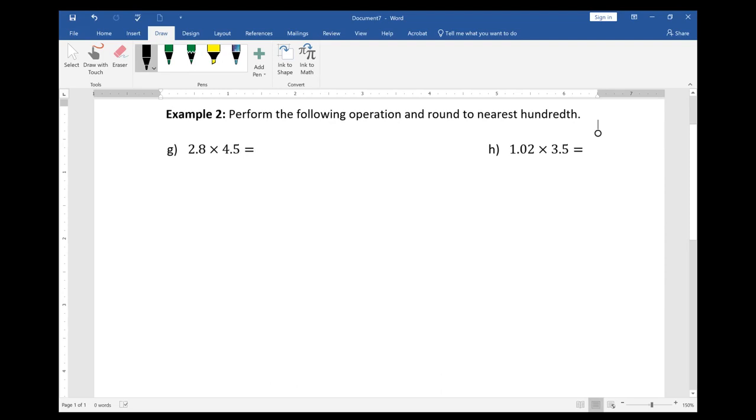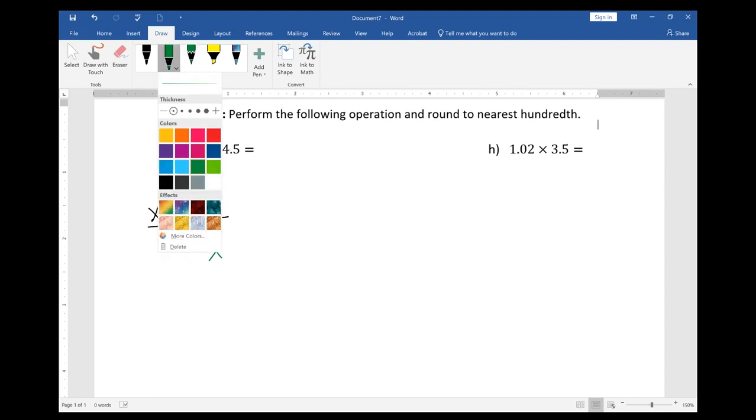Example G, 2.8 times 4.5. So let's go ahead and multiply these numbers together. So we have 2.8 times 4.5. I will go ahead and multiply them the way I would normally. And then after that, we will have to account for the decimal. So let's begin with the number 5. So we have 5 times 8, which will give you 40. So 0, carry the 4. 5 times 2, which will give you 10. 10 plus 4, which would give you 14. Now that we are done with the 5, I'll go ahead and mark that place value with an X.